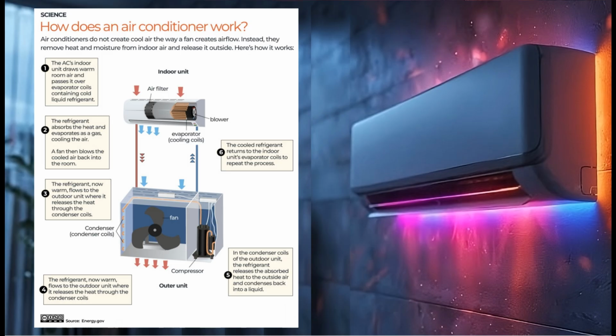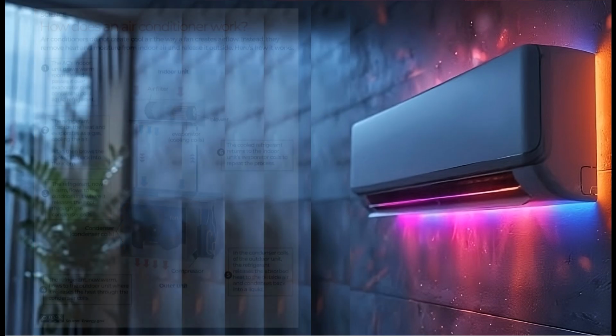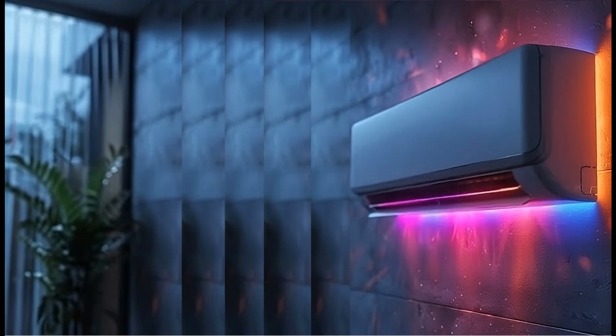The now warm refrigerant travels to the outdoor unit, where a compressor increases its pressure and temperature. In the condenser coils, the refrigerant releases heat to the outside air, turning back into a liquid. The cycle then repeats. How long have air conditioners been around?